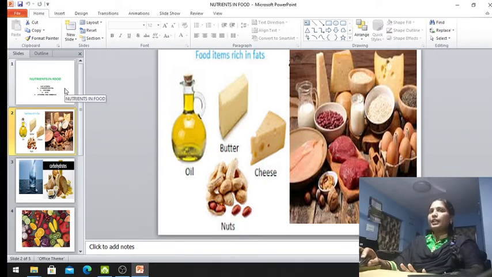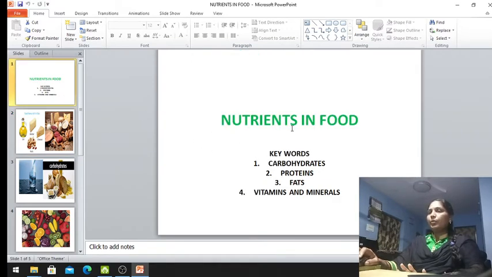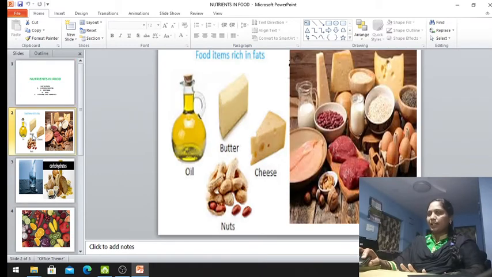So in today's class, you are reading about the nutrients in food. What are the different nutrients present in our food, you are learning in today's class. So till now, about how many nutrients have you learned?